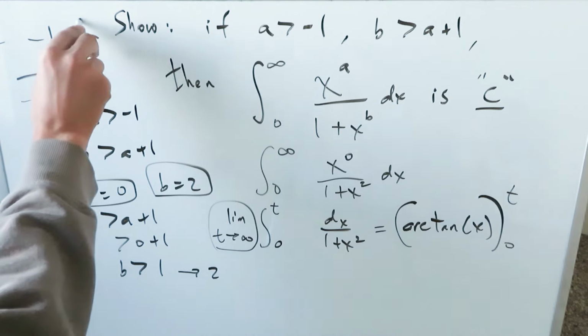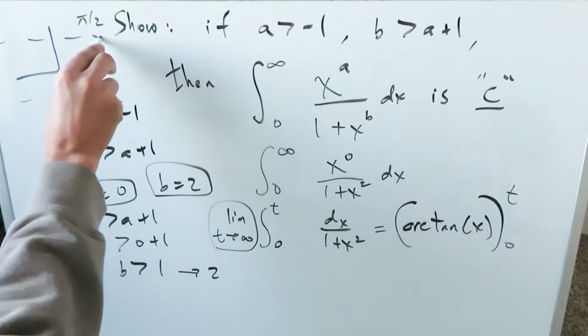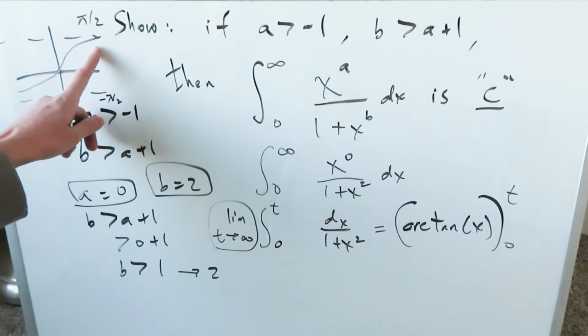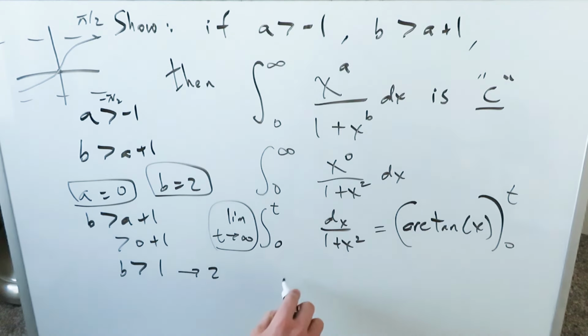You have a horizontal asymptote here at pi over 2, you have the point 0, 0, and a minus pi over 2. Your graph would look like this. As values of x or t approach infinity, you have a value of pi over 2, and here you'll have a minus pi over 2. So the limit exists. Here you have arctan of infinity, which we're writing here as t, minus arctan of 0. This is us doing the definite integral part.